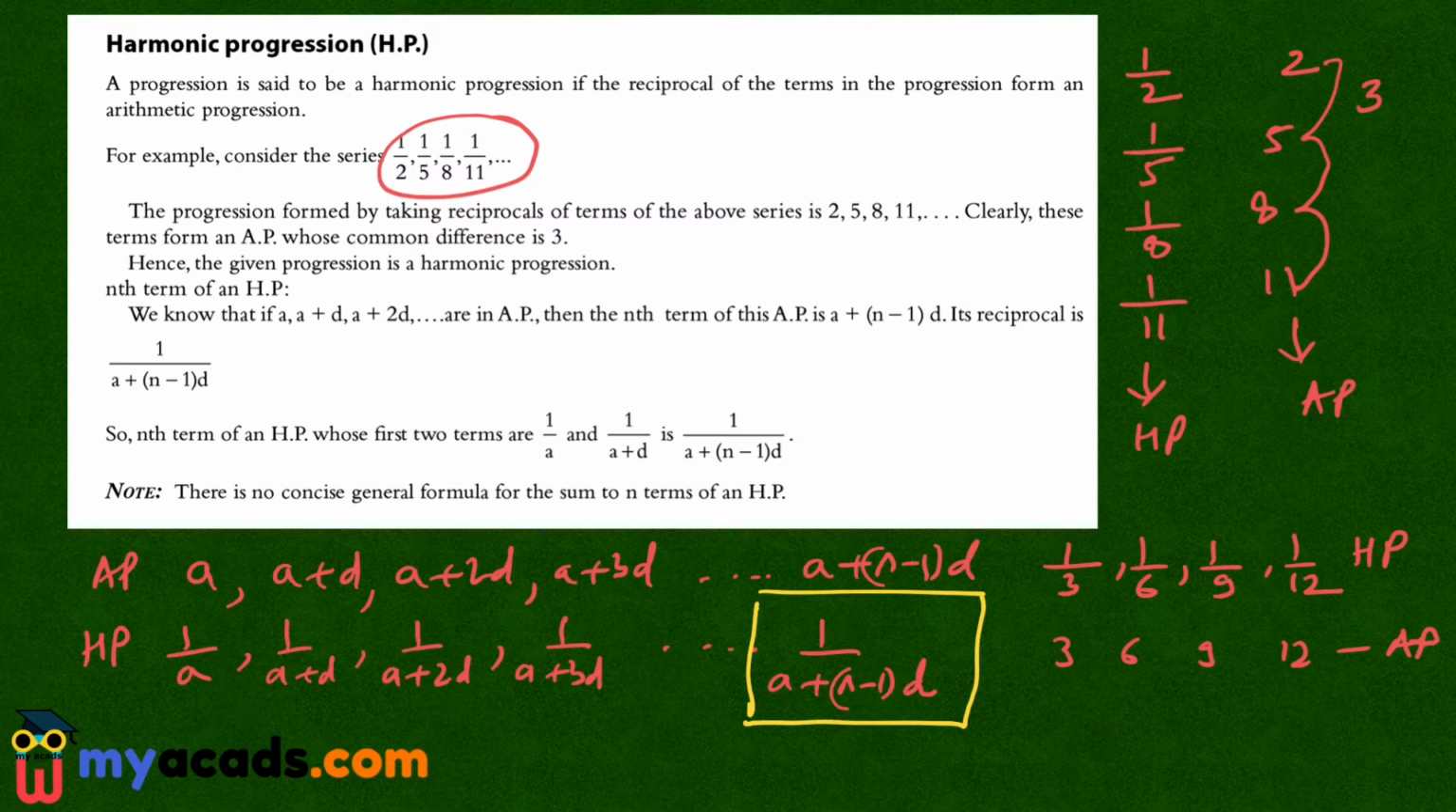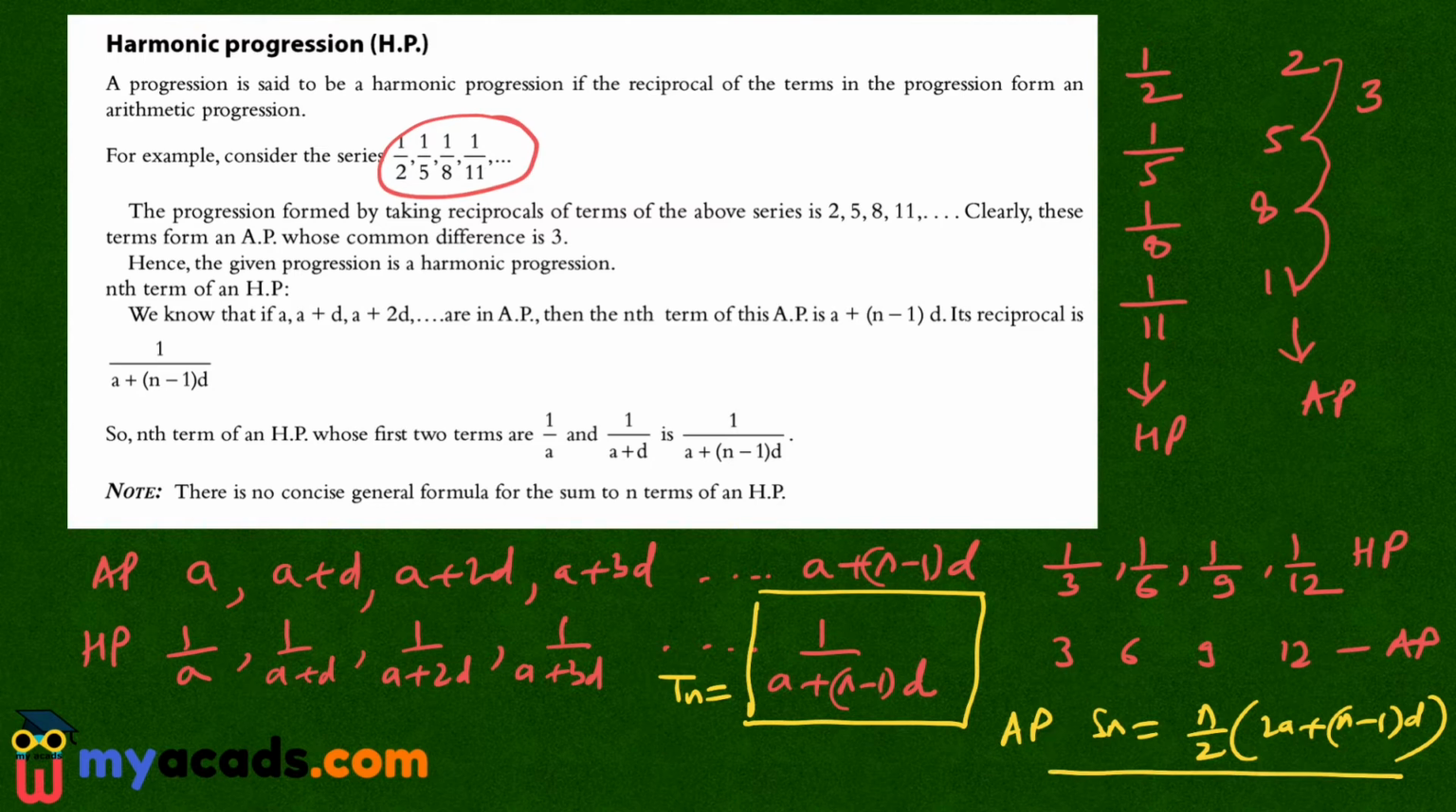Now just remember one thing, that we have the formula for the nth term, that is Tn is this, but we do not have any formula for the sum of n terms. For example, in AP my sum of n terms is n by 2 into 2A plus n minus 1 into D. This is in AP, but in harmonic progression I do not have a formula for sum.